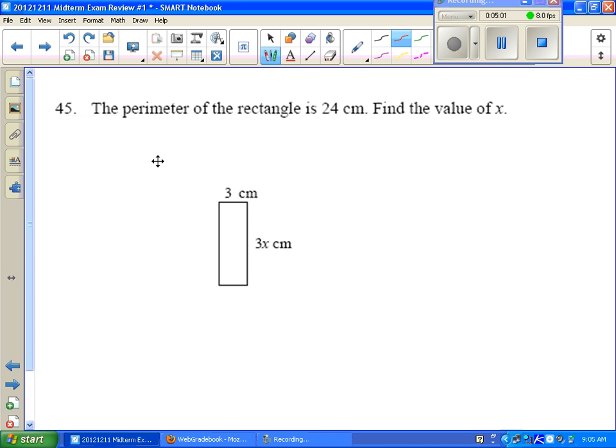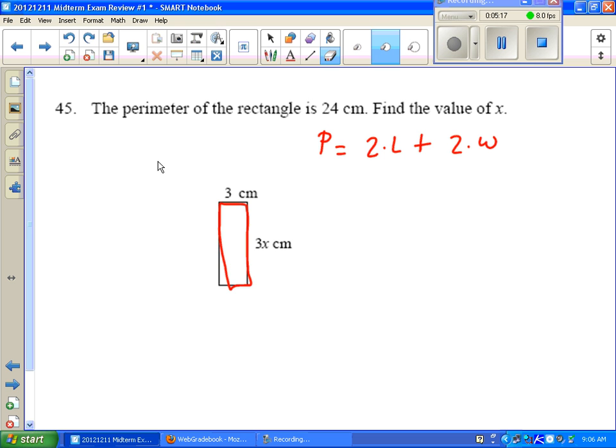45 said the perimeter is 24 centimeters. Find the value of x. Perimeter equals 2 times the length plus 2 times the width. If you cannot remember that formula, think about the perimeter being the fact that it's all the way around.